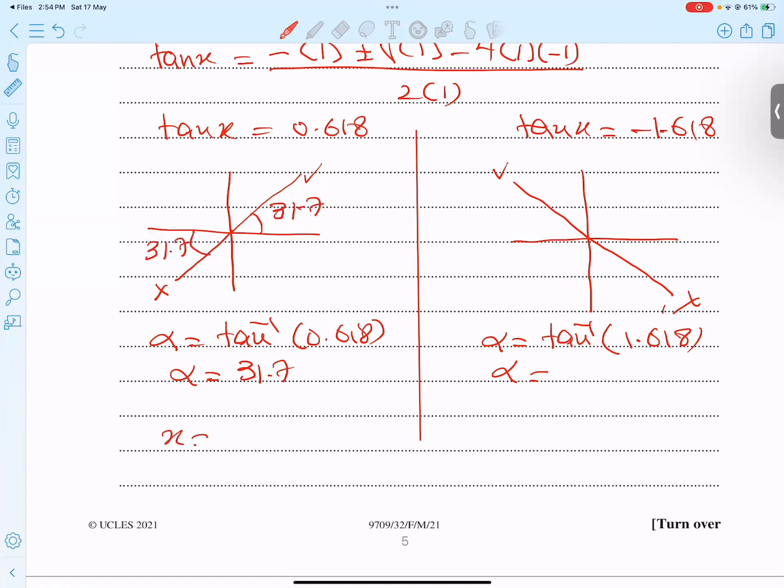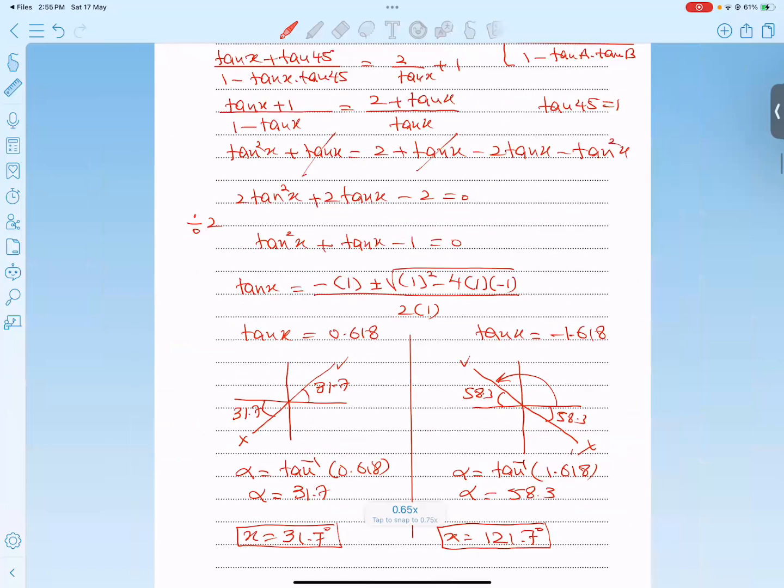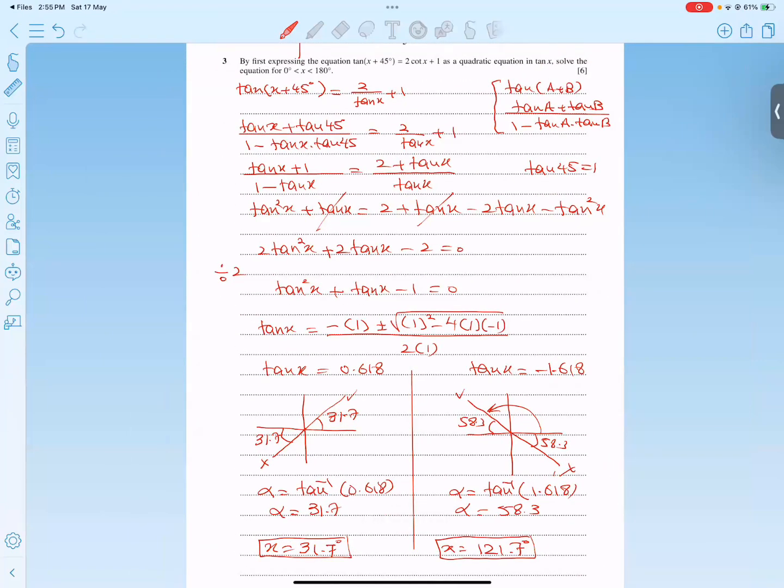So my answer is 31.7 degrees. When you talk about the other one, it is 1.68, so it gives us 58.3 degrees. So 58.3 here, 58.3, but we need this answer only. So the answer is 180 minus, which I'm writing, and answer to 1 d.p., 121.7 degrees. Make sure the angle in degrees is always to 1 decimal place. So I hope the concept of the question is completely over.